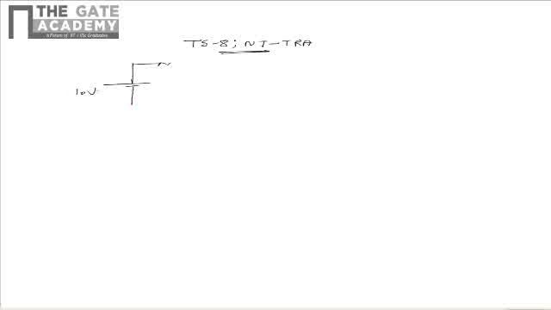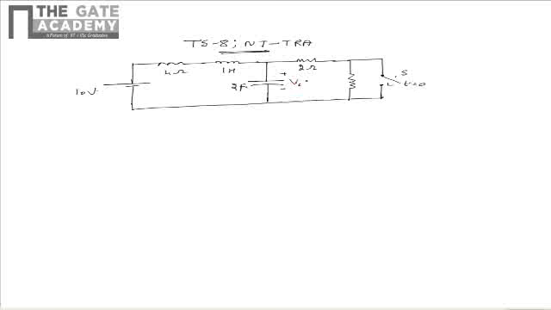It contains a 10 volts voltage source, 4 ohm resistor, 1 Henry inductor, and 2 farad capacitor. There is another 2 ohm resistor and 4 ohm resistor across which there is a switch connected as shown, and the switch is closed at t equal to 0. The drop across the 2 farad capacitor is Vc of t. We need to find dVc by dt at t equal to 0 plus.